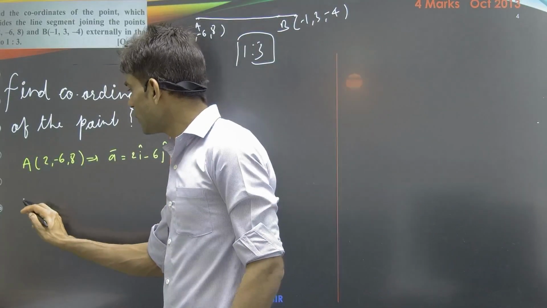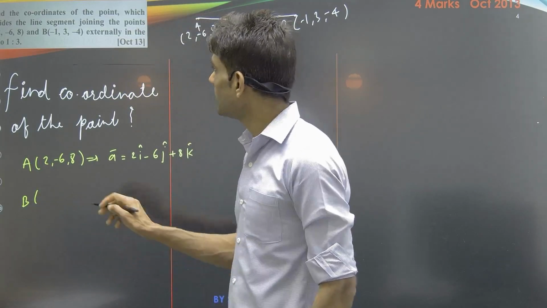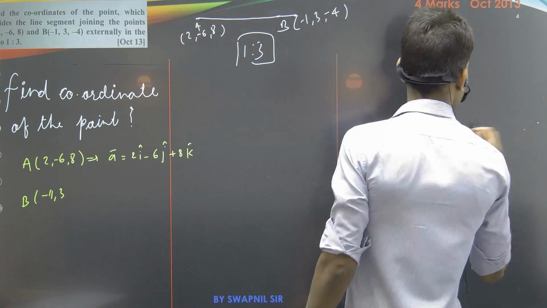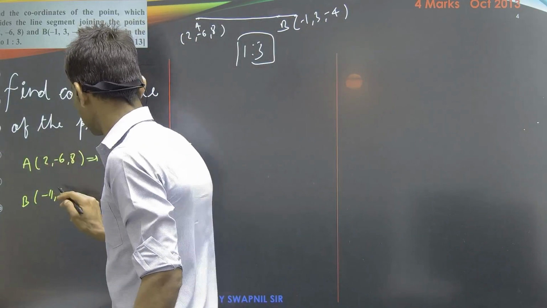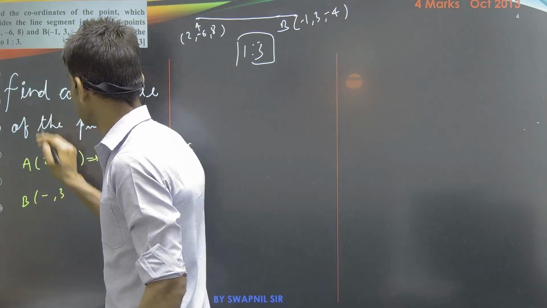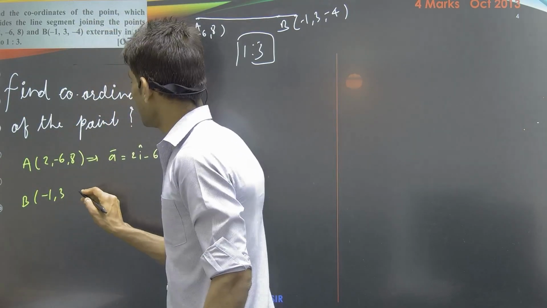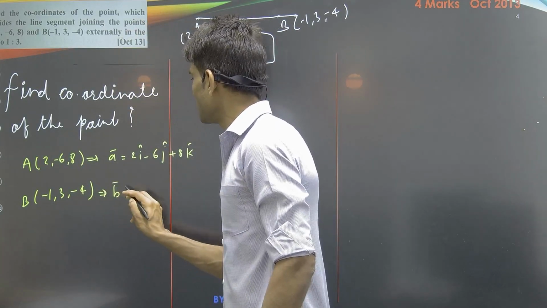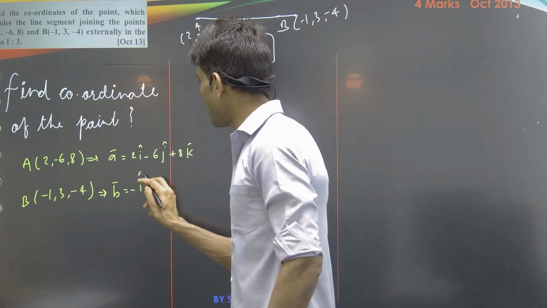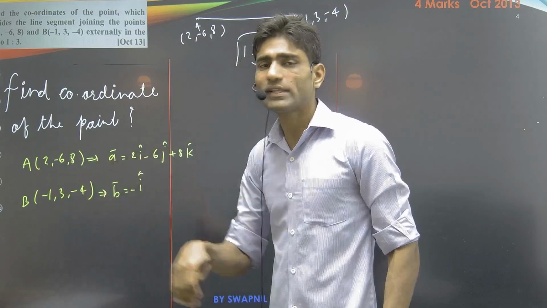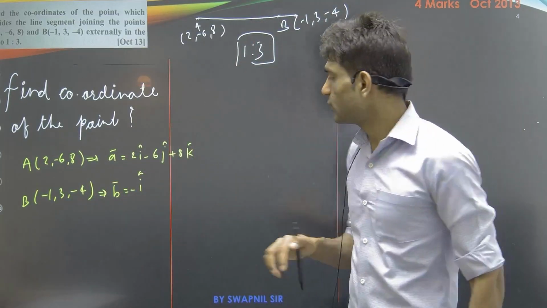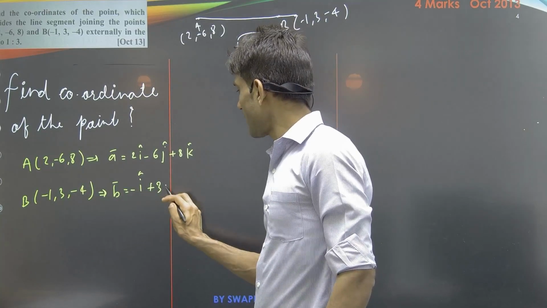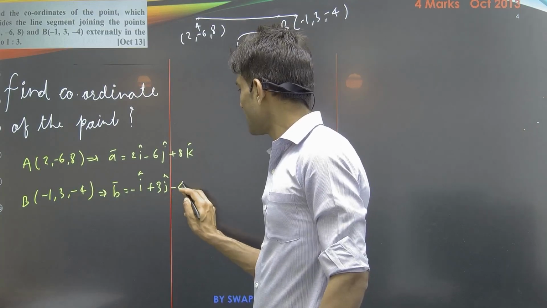Similarly, go for vertex B, following the same process. Vertex B is (-1, 3, -4), which has the position vector B bar as minus i cap plus 3 times j cap minus 4 times k cap.